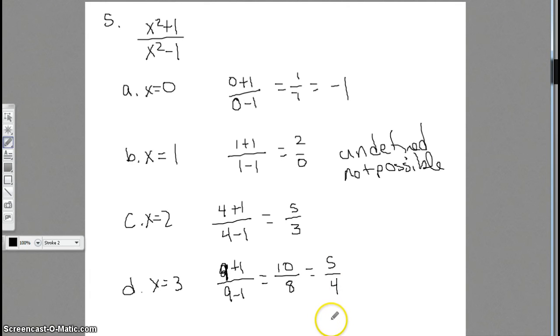So this was number 5, and it's just like the number 5 in set 1, except in set 1, you're going to have a different expression that you're plugging into. Just be careful. If you end up with something where your denominator is 0, then it's not possible. You can write undefined or you can write not possible.